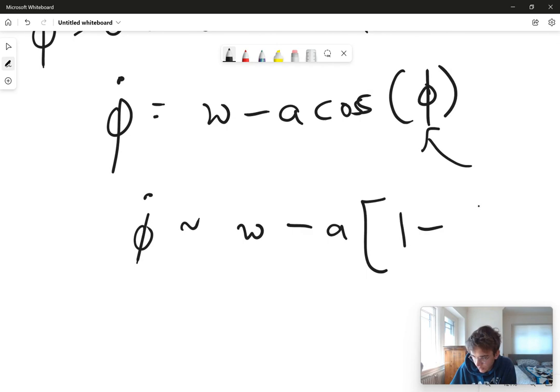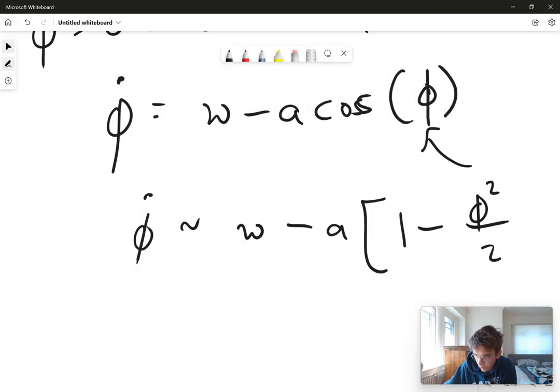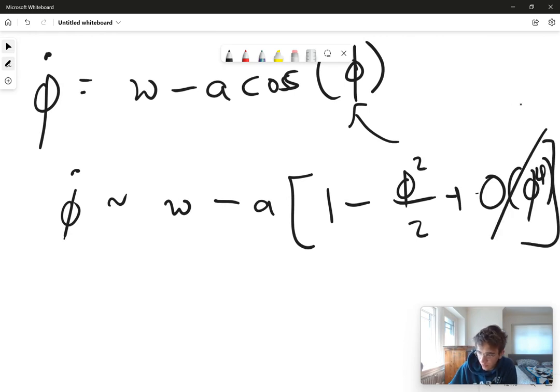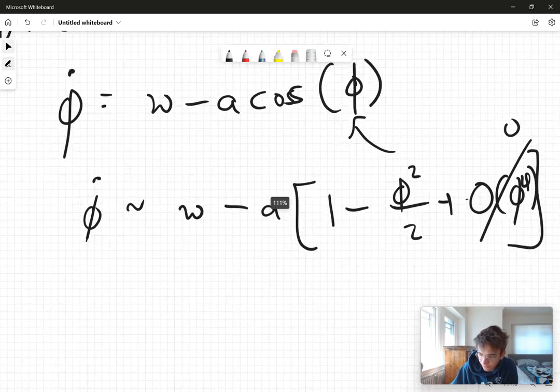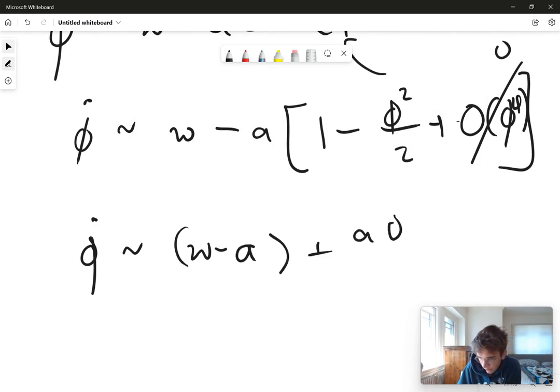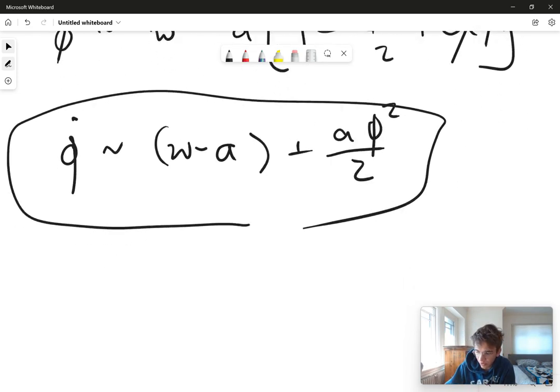times 1 minus phi squared over 2, and then I'm going to have order of phi to the fourth here. And those terms I'm going to neglect, as we previously have seen. So these terms become negligible for a small enough phi. And so now I'm going to have phi dot is approximately omega minus a plus a phi squared over 2. So now I've basically reconstructed the normal form of my saddle node bifurcation.